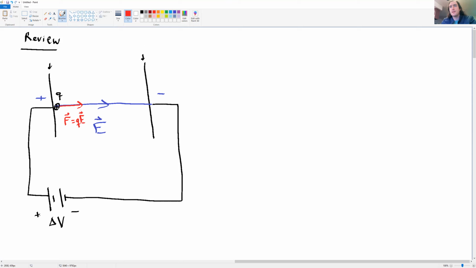And we can write that as a vector equation. Q times E is the force. The force and the electric field are in the same direction, so that force does work on that charge as that charge accelerates through the potential difference. And if that charge is displaced an amount delta x by that electric field, I want you guys to write down an expression like this.